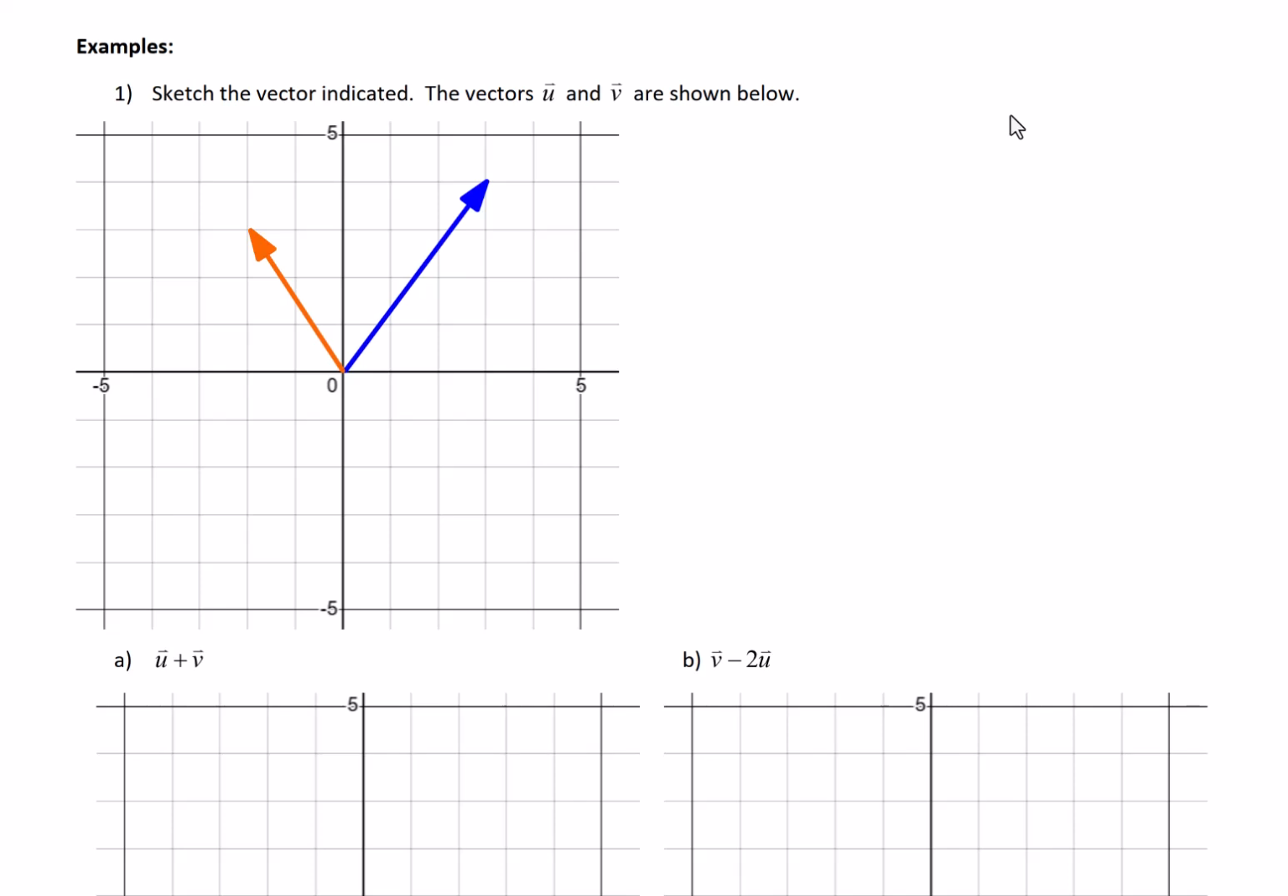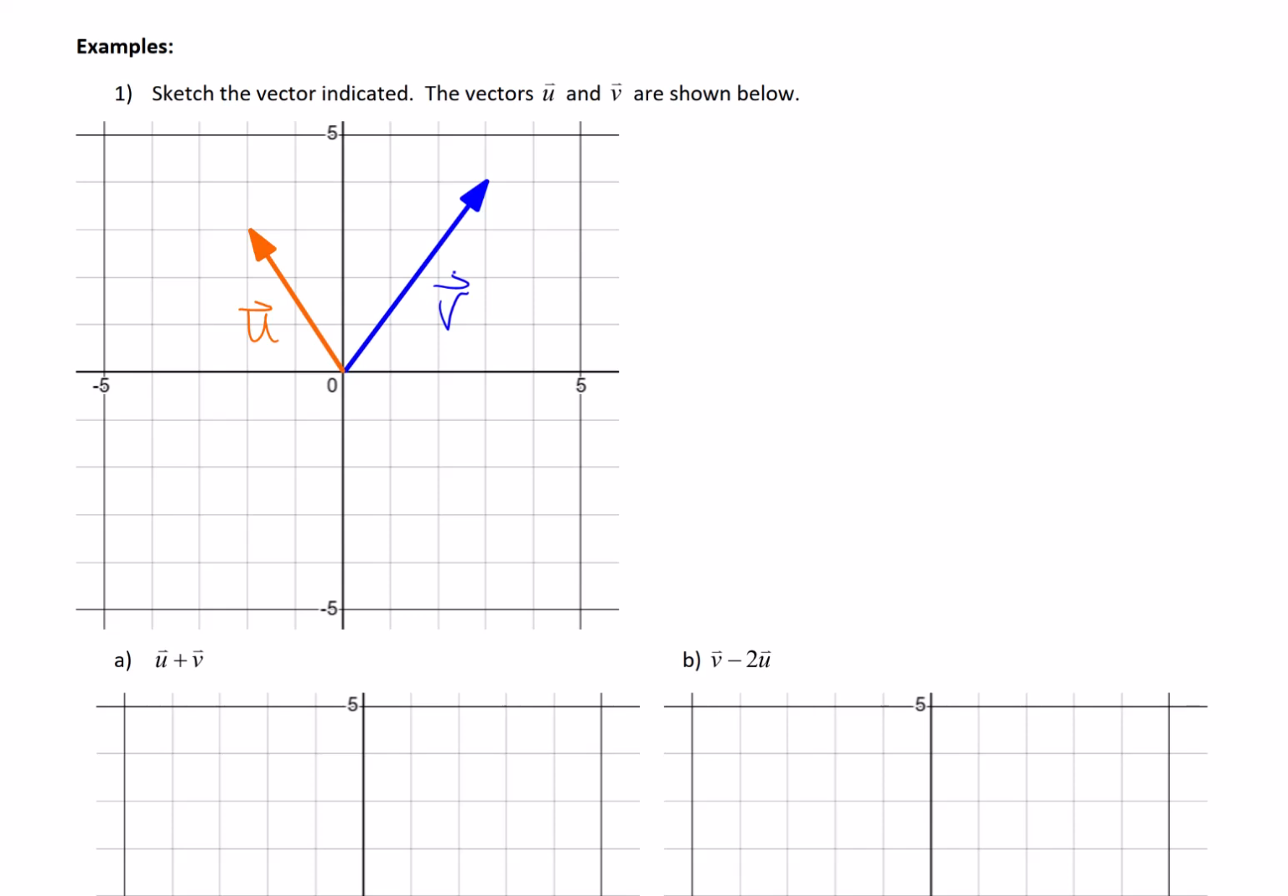Let's try some examples now using this kind of arithmetic with geometric or drawn vectors and see what else we can develop. Our first example says, sketch the vector indicated, and then it says the vectors u and v are shown below. So what we're seeing is a diagram with this time at least some graph paper, which helps us stay a little bit more accurate in our drawing. And this graph paper grid, just located at the origin, has a couple vectors in it. We'll call one of them u. I'll describe these in 1 second. And then another vector also drawn on the same grid as vector v.